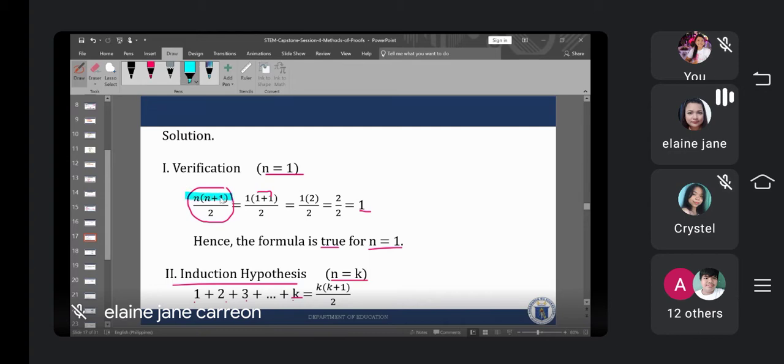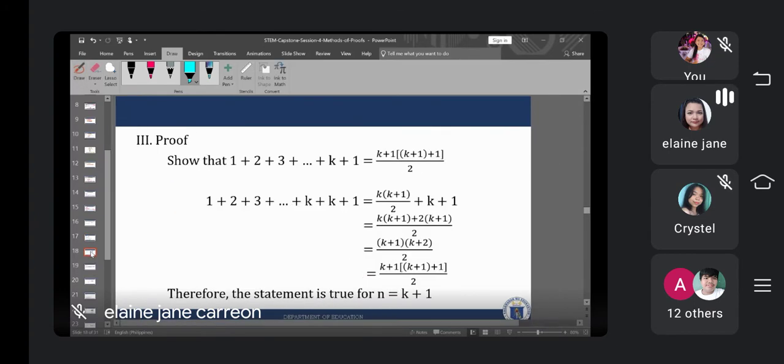Ito, i-highlight ko. I hope nakikita nyo. So, pag-compare nyo, kung tama yung ano, palitan lang natin ng k si n. So, k times the quantity k plus 1 over 2. So, binago ba natin yung format? Pinalitan lang natin si n by k. That is our induction hypothesis. Stage 2. This is now our stage 3. I hope you understand that.